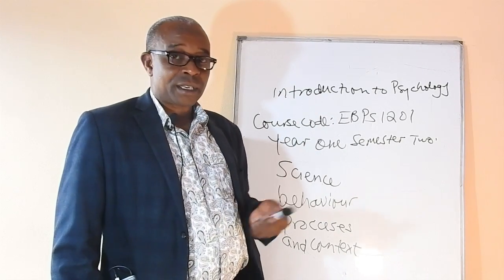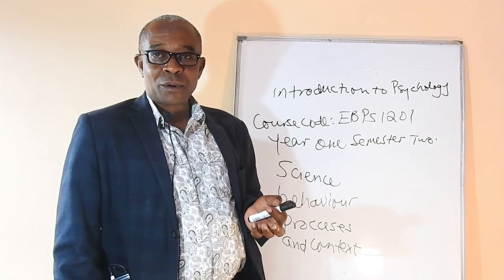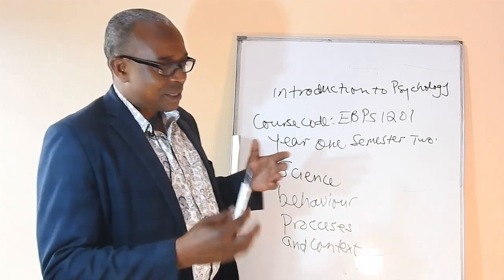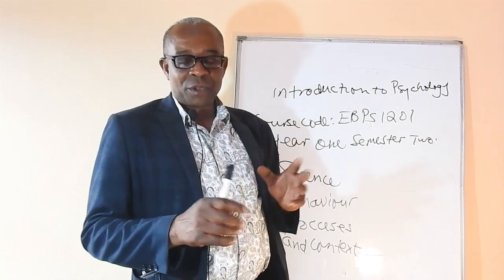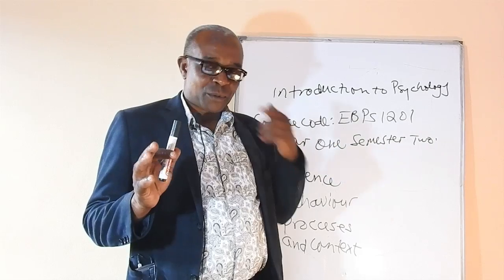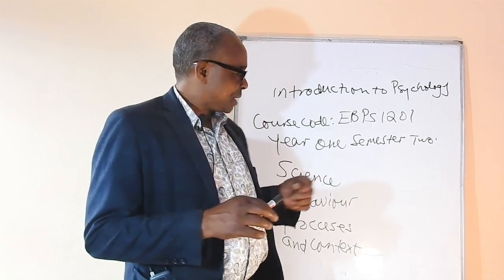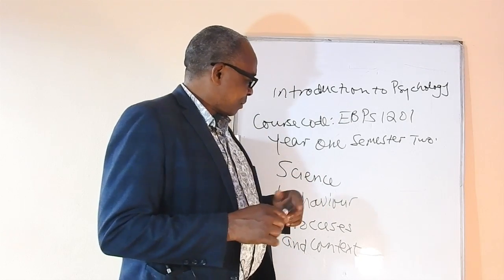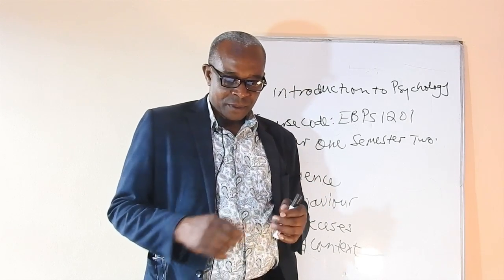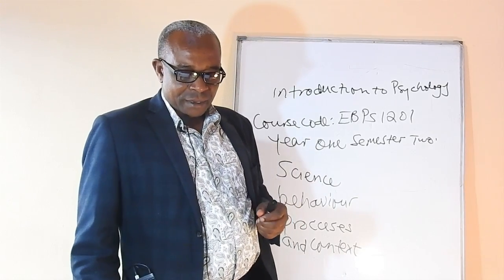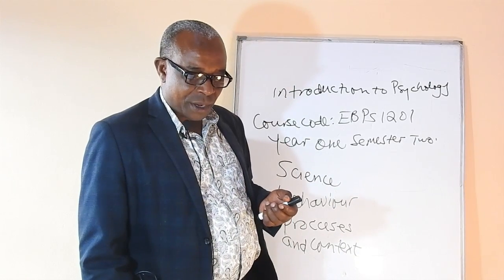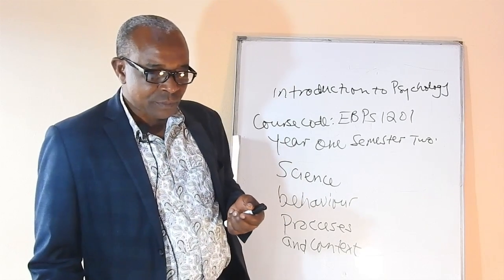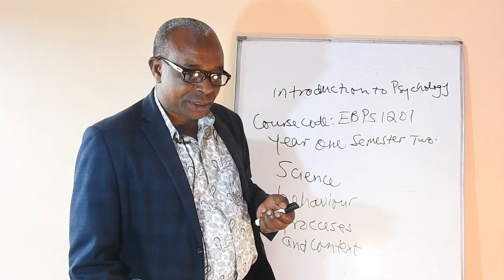So, many people have defined psychology in different ways. They have called it the science of the mind or the study of behavior. All these, we have put together to come up with an all-encompassing definition, which is: psychology is a scientific study of behavior and mental processes in a given context. With that said, I hope it is clear to you and you can be able to explain when somebody asks you what psychology is.